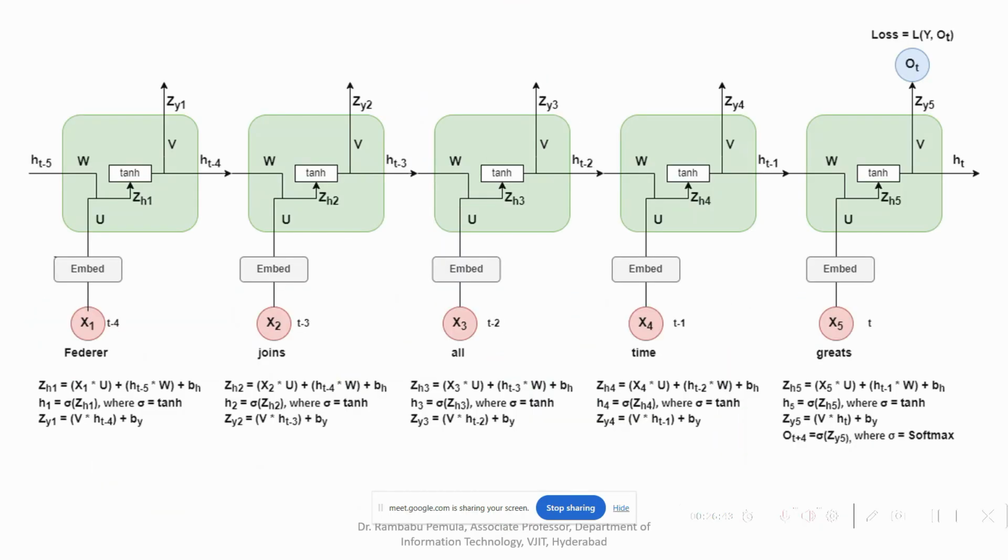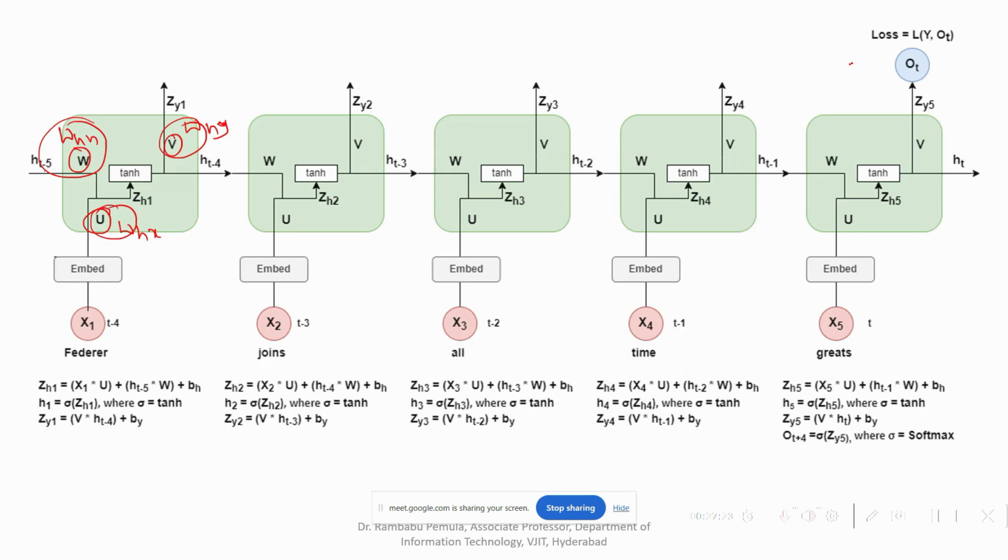Now simply, these WHX and WHY are represented in the form of different values. U is the weight on the present node input, W is the weight on the hidden information, and V is the weight on your output value. So we have three weights: the weight on the previous node input, the weight on the present node input, and the weight on the output node. Like that we are going to apply your RNN nodes.